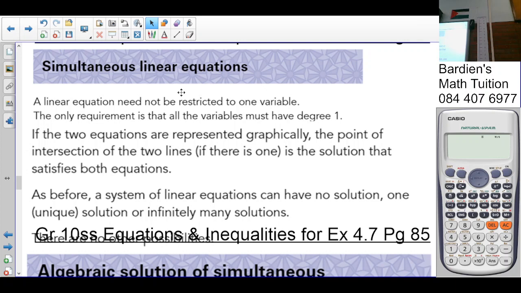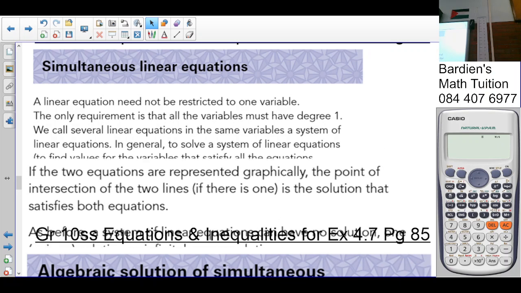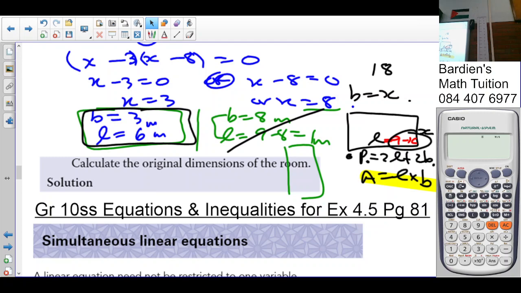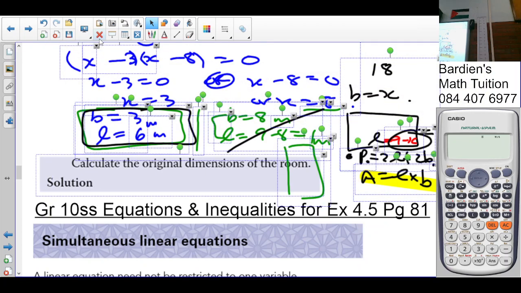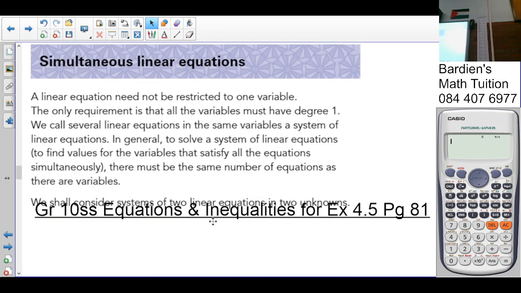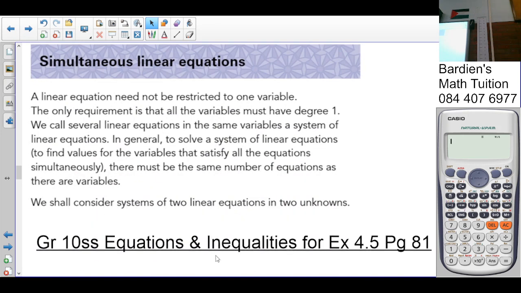Okay, so simultaneous equation, what does it mean to do something simultaneously? Sorry? Together, or at the same time. Not so. Now, simultaneous equations is to solve more than one equation at the same time.